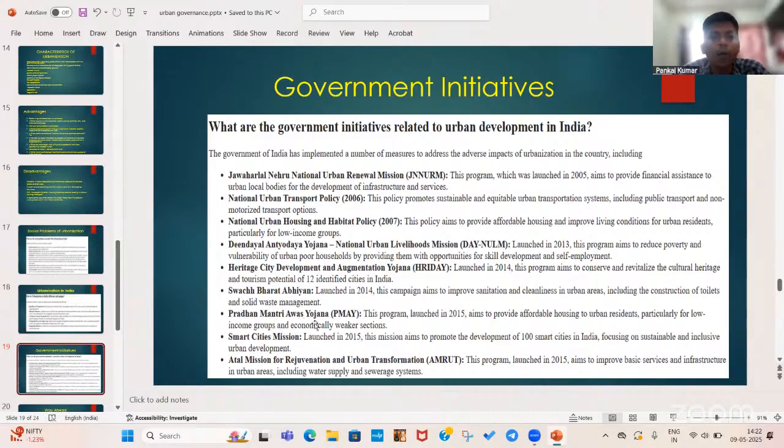Then comes Pradhan Mantri Awas Yojana, launched in 2015. The aim of this program is to provide affordable housing to urban residents, particularly for low income groups and economically weaker sections. Then comes Smart Cities Mission. It was also launched in 2015. It aims to promote development of 100 smart cities in India, focusing on sustainable and inclusive urban development. Then comes Amrut Mission, Atal Mission for Rejuvenation and Urban Transformation, launched in 2015. This mission aims to improve basic services and infrastructure in urban areas, including water supply and sewage systems. Okay.